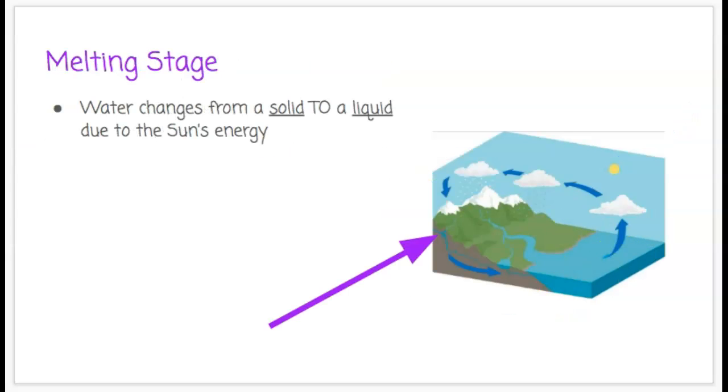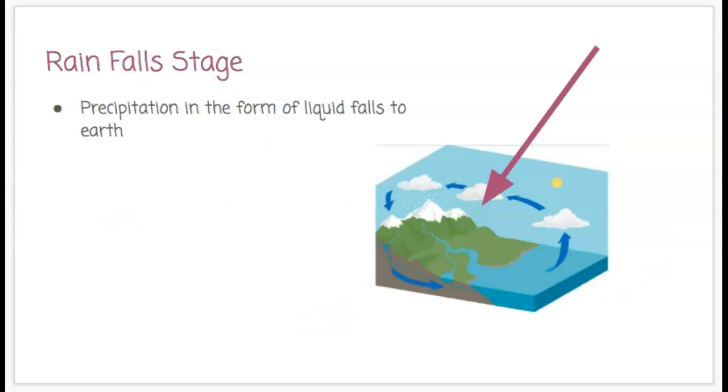Then we have the melting stage, which is where water changes from a solid to a liquid due to the sun's energy. So as you can see up here, we have our snow caps, but it's melting because of the sun, our main source of energy. The water is melting down the mountain and coming back into the ocean. Then we also have a rainfall stage. It's just where precipitation in the form of liquid falls to earth, which we can see here.